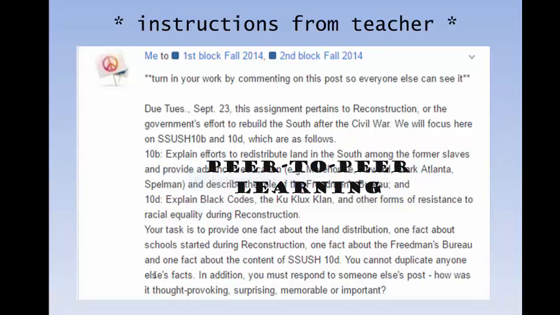So this ensures that they read each other's work, which is great, because they just might learn something. They are able to see what other people have generated and come up with, and that's beneficial. It's almost like sharing in a dialogue in class, but in written form.